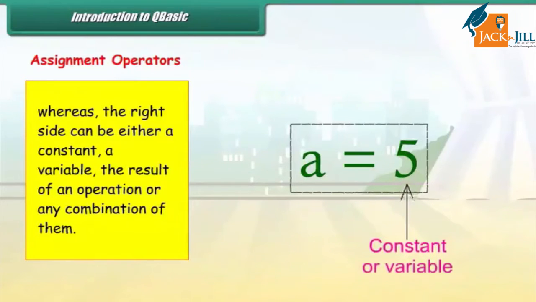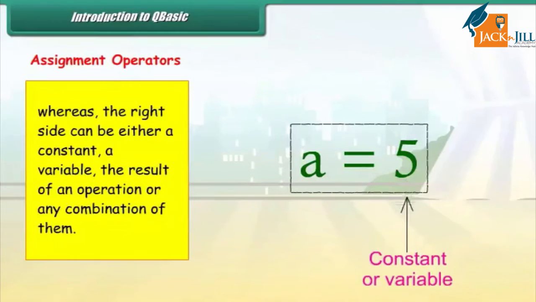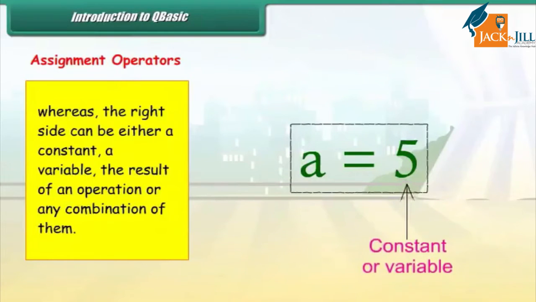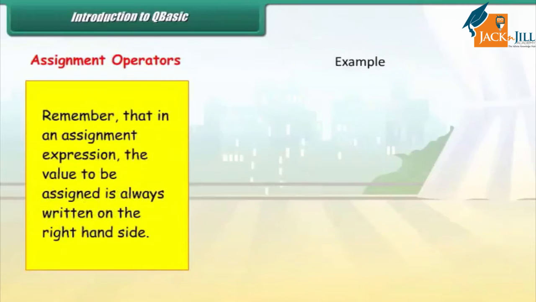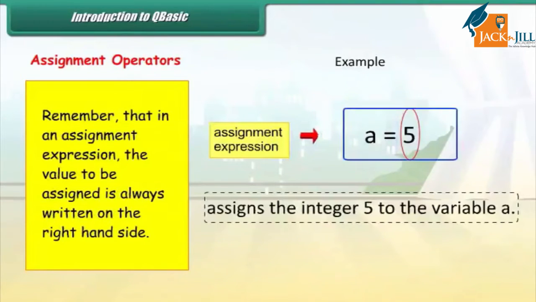Example: A is equal to 5 assigns the integer 5 to the variable A. Remember that in an assignment expression, the value to be assigned is always written on the right-hand side.